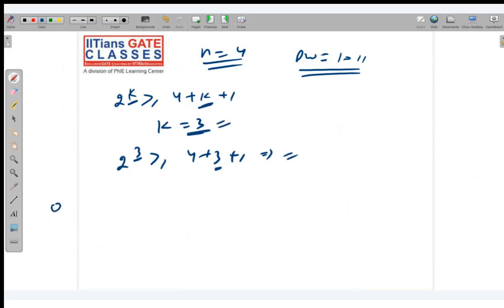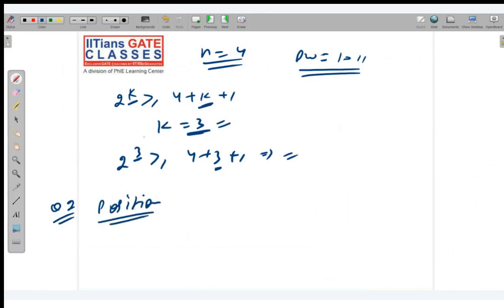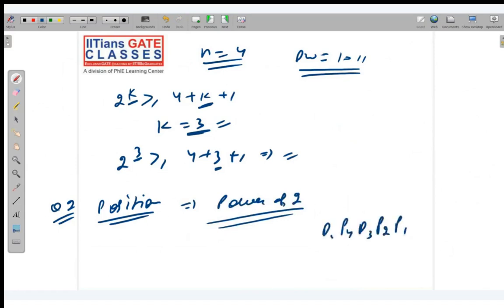Now the second question is, sir, what is the position? Where should you add them? Are all three added at the end, all three at the start, or some at the start and some in the middle? Where should we add them? So the position is power of 2. That means I will write P1, P2, D3, P4, D5, D6, D7. So 2 power 0, 2 power 1, 2 power 2.